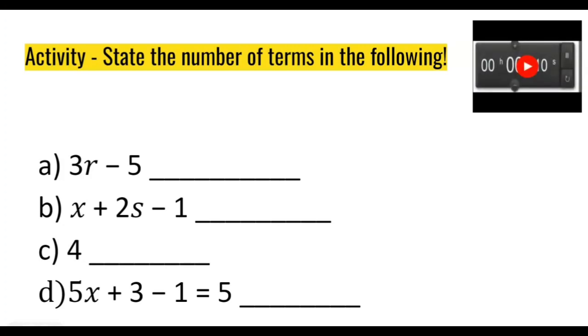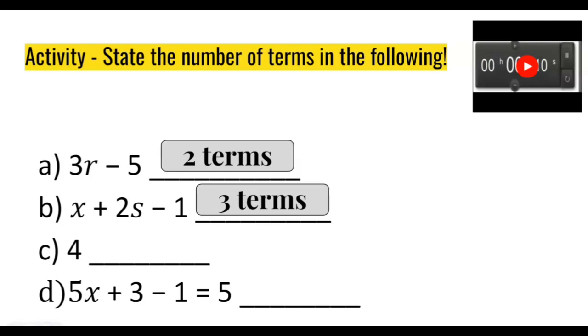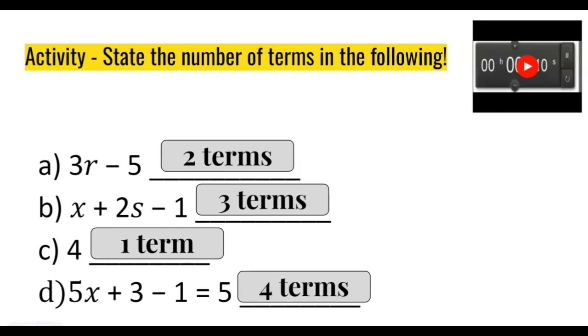All right, so that is time. So what were our solutions? For A, 3r minus 5, we have 2 terms. For B, 3 terms. For C, which is just a constant, it would be 1 term. And for D, it is 4 terms.